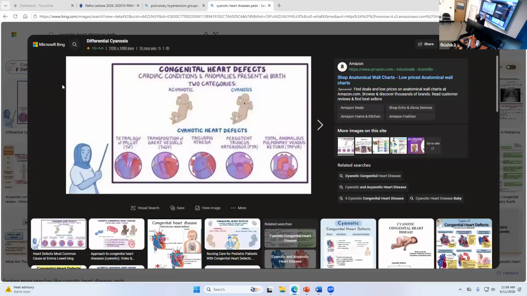Tetralogy of Fallot, transposition of great vessels, tricuspid atresia, total anomalous pulmonary venous return, and persistent truncus. I don't know this one. But the kid ends up cyanotic. You guys learn about APGAR scores? Yeah. All right, so if the child's cyanotic, they do an echo on them. They're like, why isn't it getting better? But if their score is low and they're very cyanotic or they're weak, they could have one of these things here. Transposition of great vessels, it's swapped.